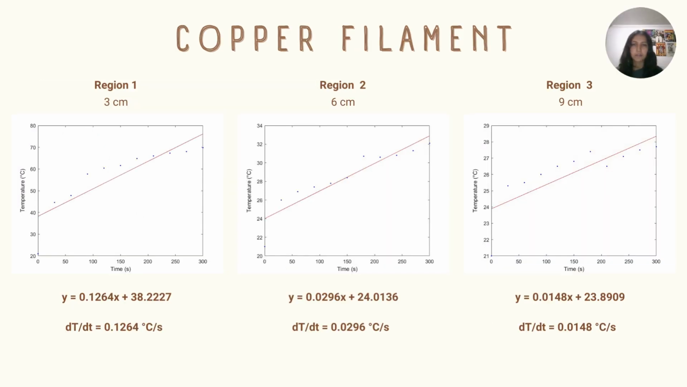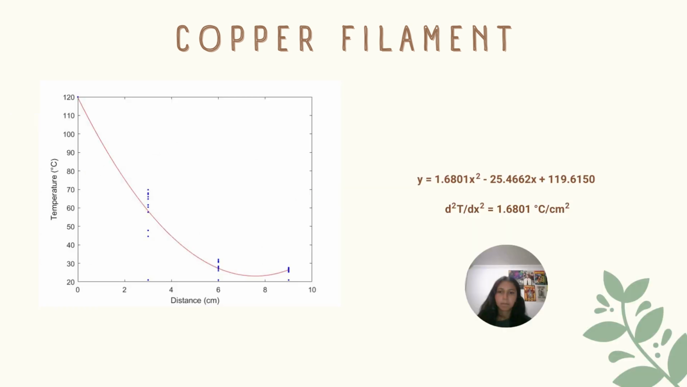Finally, we have the results for the copper filament, where you can see how in the linear fit the slope increased slightly compared to the polypropylene and cocoa filament and the PLA and graphite filament. Also, as we move away from the source, the slope decreases. In the graph of temperature against distance, we can see the same behavior seen for the other filaments. Therefore, by adjusting to a second-degree polynomial, the second derivative of the temperature in terms of distance was obtained. With all the results shown above, the conductivity was calculated for each one of the regions of each filament studied.